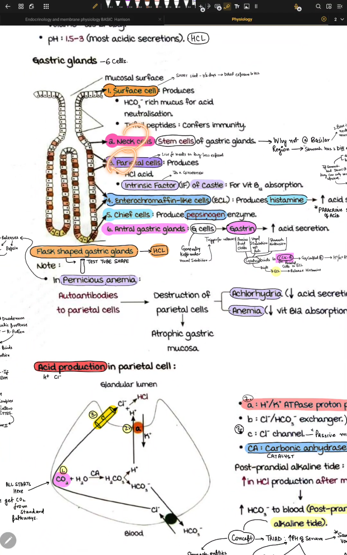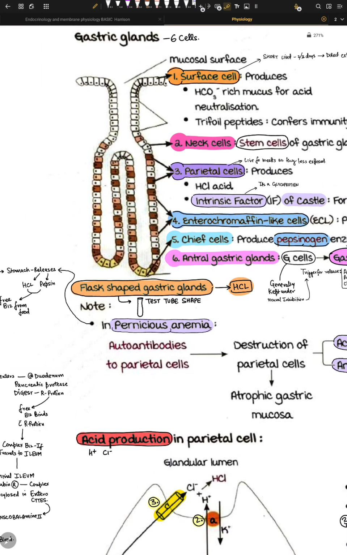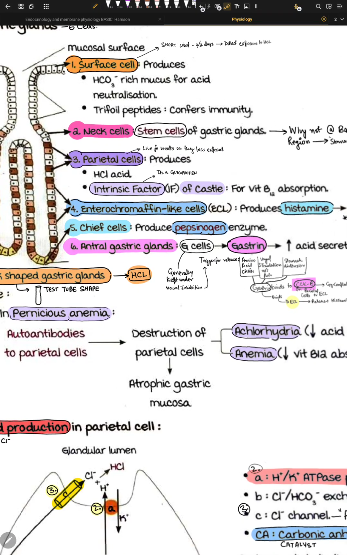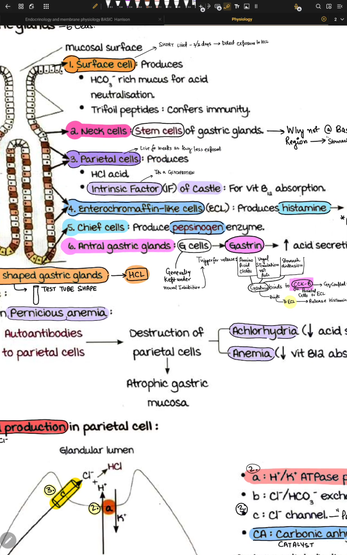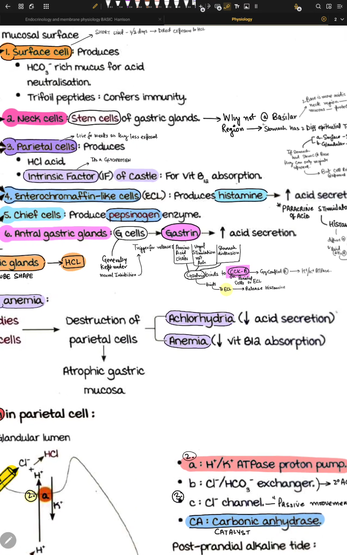The other thing is parietal cells. Always remember parietal with HCl. Parietal cells live for weeks as they are less exposed, because they produce acid, and acid due to gravity goes down, not upward. So they live for a long time. They produce HCl, and they also produce something called intrinsic factor. Intrinsic factor is a glycoprotein, and it is the intrinsic factor for B12 absorption.